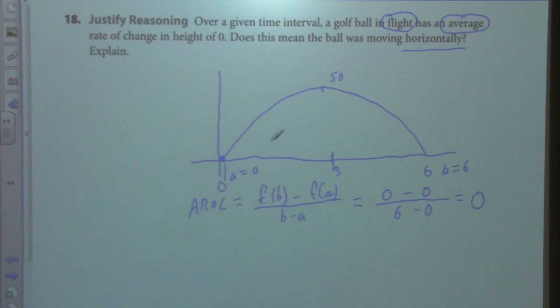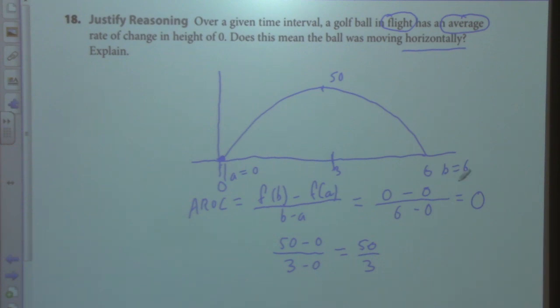Now, in the case of this one right here, if we took 3 seconds, we would have f of b minus f of a over b minus a. Here we would have 50 over 3. That would be our average rate of change if we look at these two times, 0 and 3. We look at 0 and 6, in this case, our average rate of change is 0, because that is the average between that elevation of 0 and that elevation of 0.